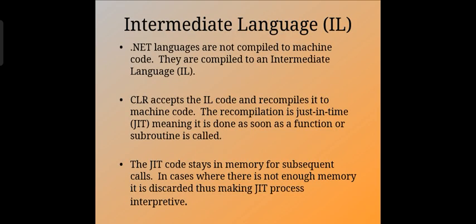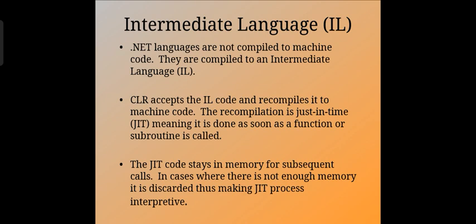So we are going to see about IL, intermediate language. .NET languages are not compiled to machine code. They are compiled through the intermediate language. If you take other languages, they are compiled as machine language, but in .NET it is not like that. The CLR, common language runtime, accepts the IL code, that is intermediate language code. It recompiles into machine code. That recompilation is processed by JIT, just in time.